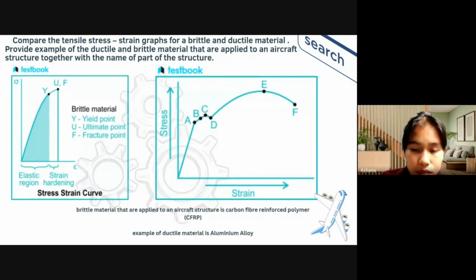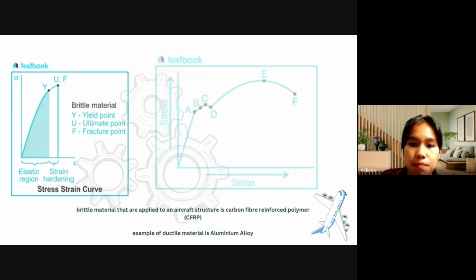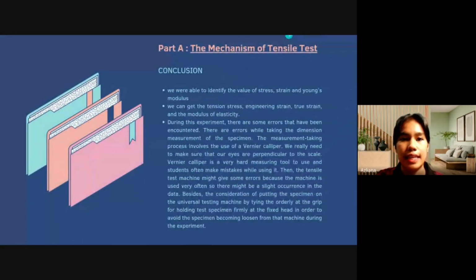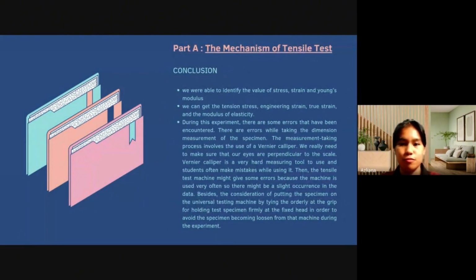To sum up, in aircraft design, engineers frequently use a combination of materials, selecting each based on its specific properties and the requirements of the particular structural component. For example, wings may have a structure primarily made of ductile materials like aluminium alloys, while other components like a tailplane may utilize the strength-to-weight ratio of brittle materials like carbon fiber composites. That's it. Thank you.